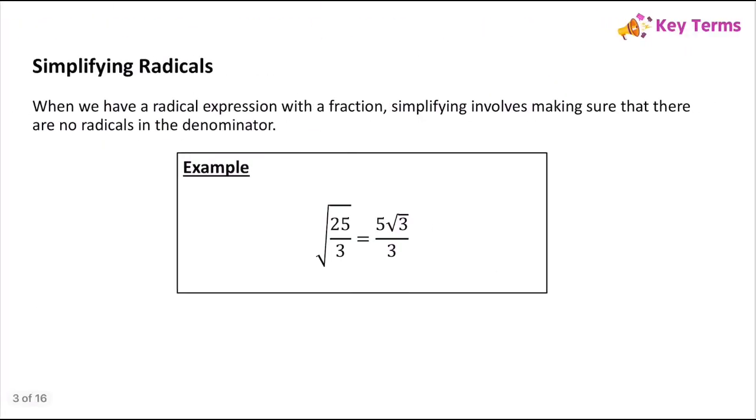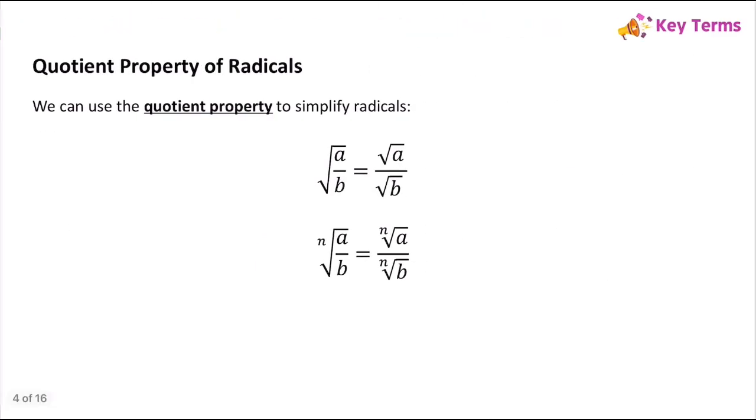Well, when we have radicals with a fraction, simplifying is going to involve making sure that there are no radicals in the denominator. So if we're working with the square root of 25 over 3, we want to turn it into something like 5 times the square root of 3 over 3. So we're going to need the quotient property of radicals to do this.